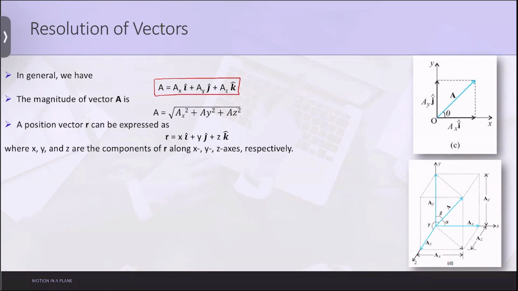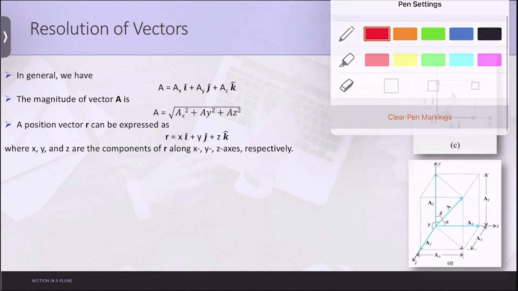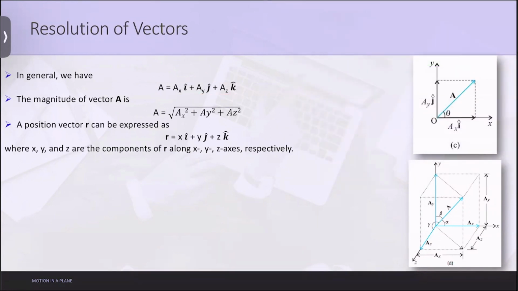If the magnitude is being asked, then let's first recapitulate it for 2D dimensions. For 2D dimensions, we know that the magnitude of vector A is nothing but equal to under root of ax square plus ay square. Correct? So this was for your 2 dimensions.